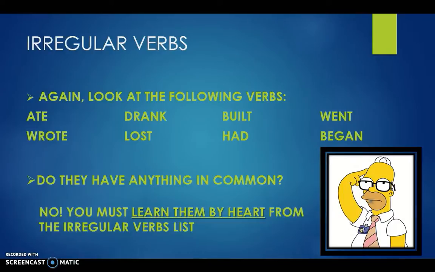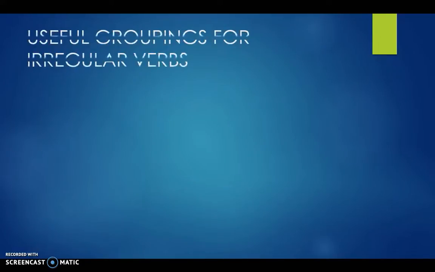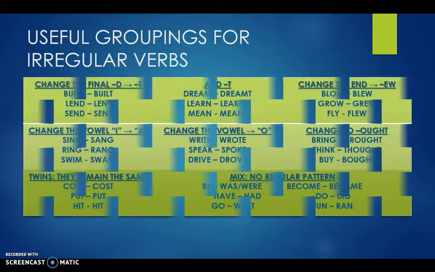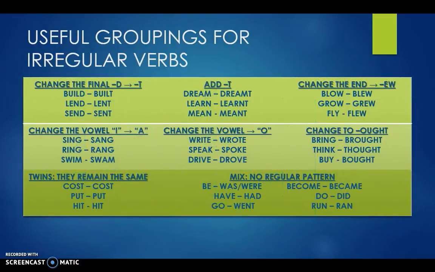Okay, I'm aware that learning irregular verbs is one of the most hated aspects when studying English. So here you are some useful groupings to learn irregular verbs more easily. The first group changes the final D for a T, as in build, built. Others add T, as in dream, dreamt.